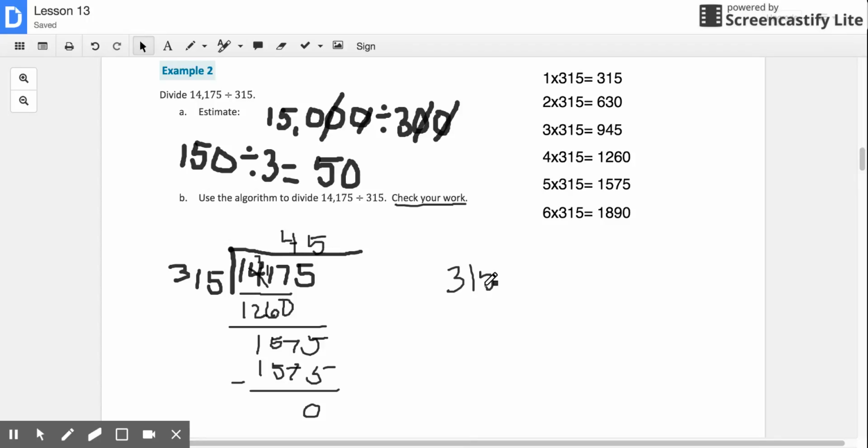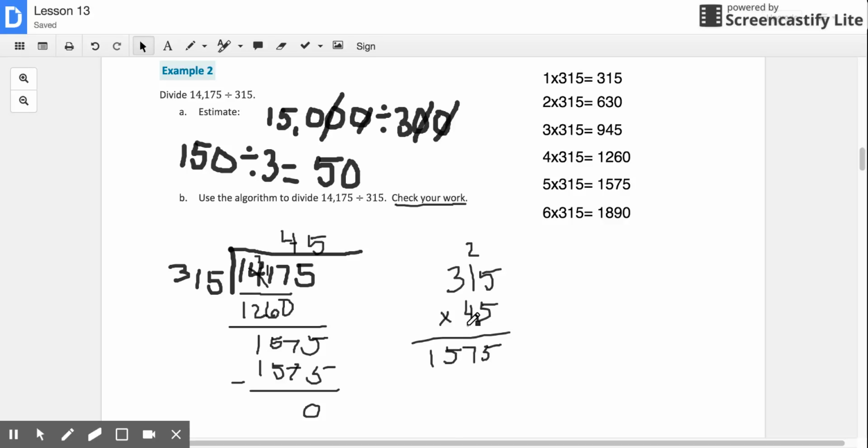315 times 45. And checking our work, we want our answer to be this number in here. Hopefully that means we did it right. 5 times 5 is 25. That's a sloppy 5. Man, I'm not good at writing 5s. 5 times 1 is... 5 times 5 is 25. Put the 2 up. 5 times 1 is 5, 6, 7. 5 times 3 is 15.